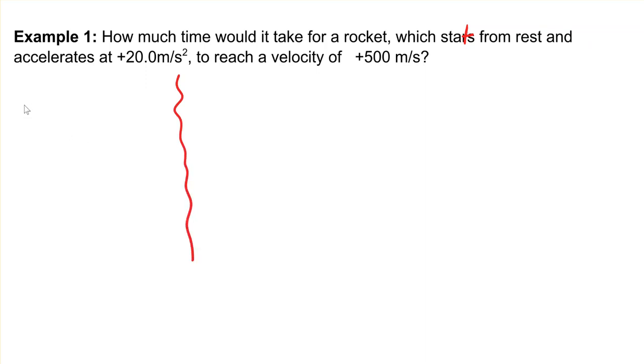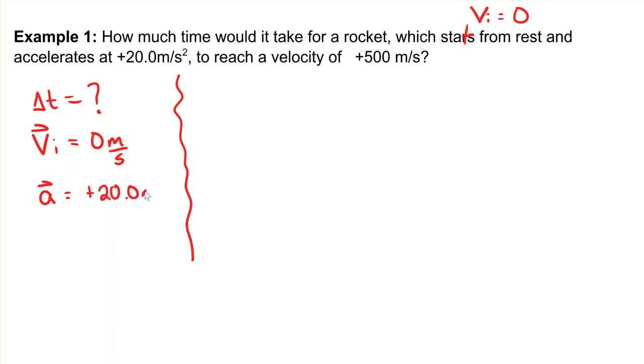Squiggly line. Let's go ahead and summarize our information. How much time? Delta T equals question mark. Would it take for a rocket which starts from rest? That means VI equals 0 meters per second. Don't need positive or negative, because nothing is just nothing. And accelerates at a rate of positive 20.0 meters per second per second.